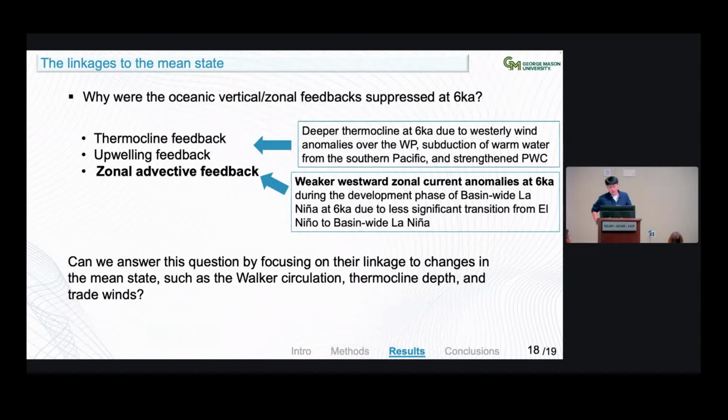Now we understand that this significant transition from El Nino to La Nina resulted in the weakening of the westward zonal current anomaly, which can explain the weakening of the zonal advective feedback.